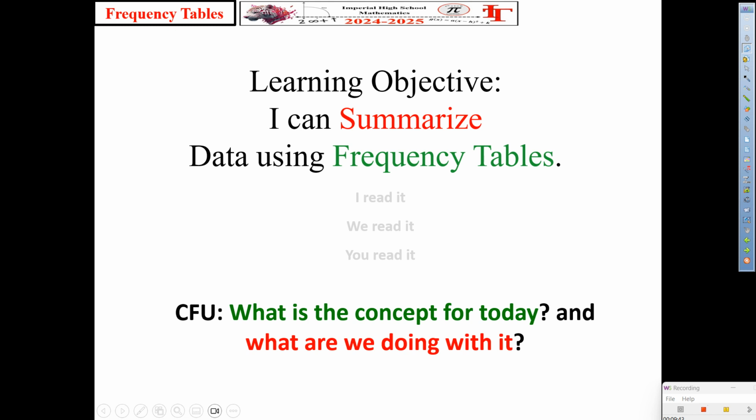Tell your neighbor the main concept for today. Oh, of course. We got this. So the main concept is what? Frequency tables, yes. And what are we doing today? We're summarizing data. Okay.